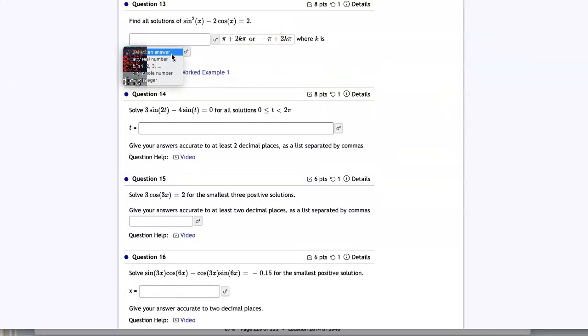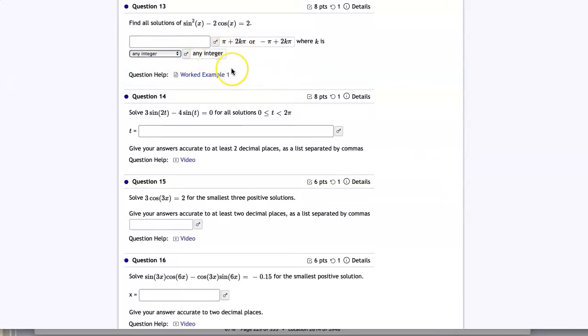And what can k be? Can k be any real number? No. K is always going to be an integer. Okay? Not a whole number, an integer. Because we want to be able to go forward and backwards.